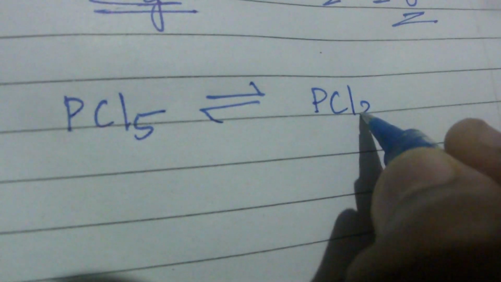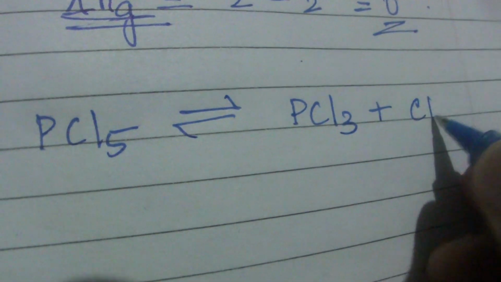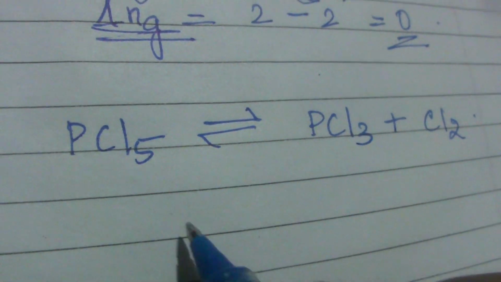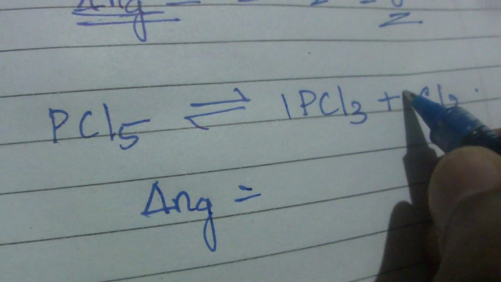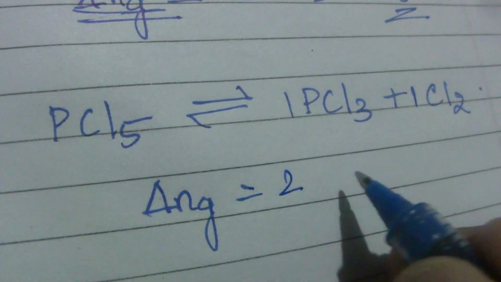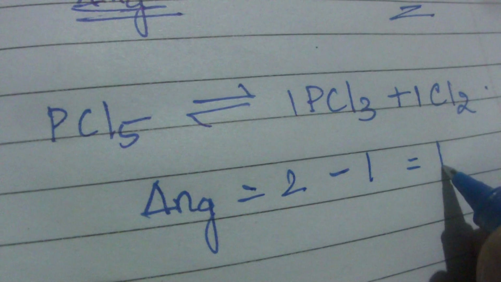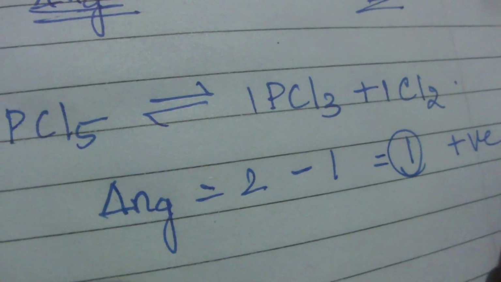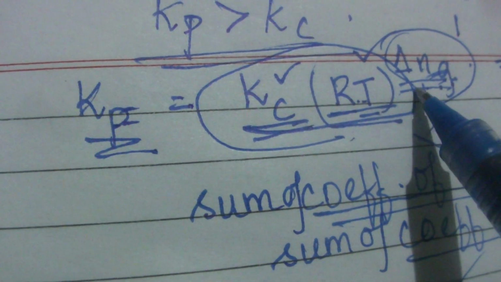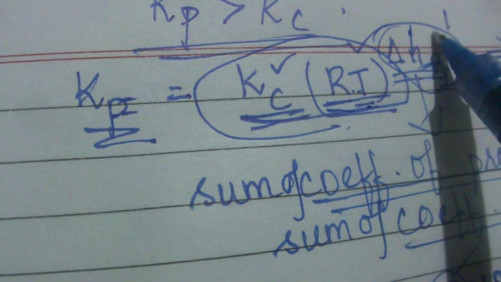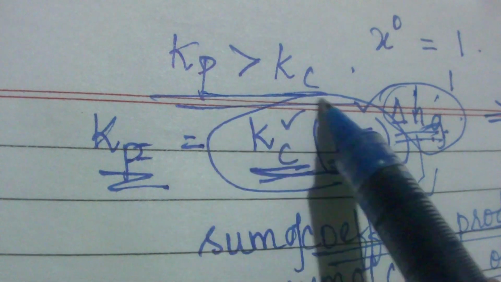So you will be getting PCl3 plus Cl2. Okay, so what is that? Delta Ng is the sum of coefficients of products, 1 plus 1, which is 2, minus 1. So it's 1, so it's positive, right? As it is positive, here what happens? This is actually having 1, so this term will definitely be there. So Kp is larger than Kc.